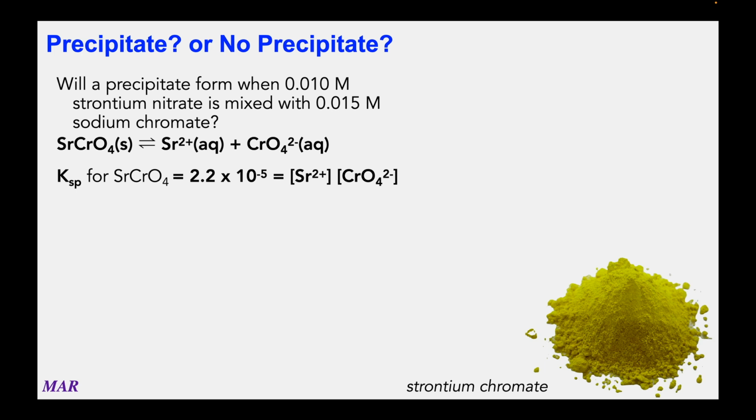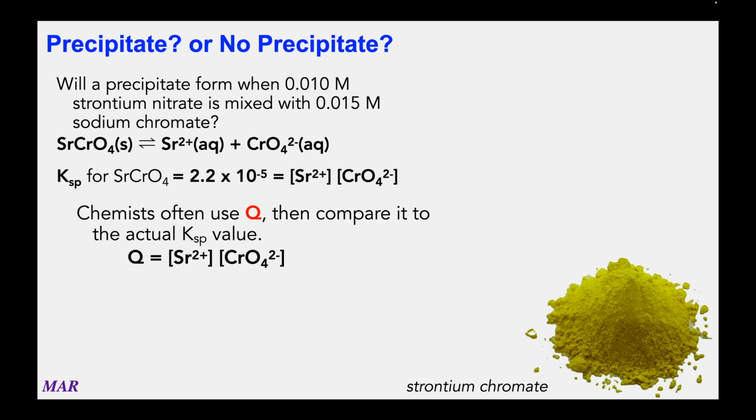So what you can do to figure these out, there's a couple different ways, but what I usually do is use a Q versus K comparison. My Q will look just like K. It'll be the strontium ion times the chromate, and I'll compare my Q to the KSP this time. If the Q is less than KSP, that means no solid forms.